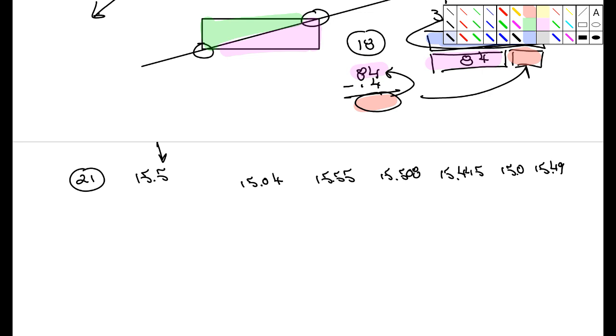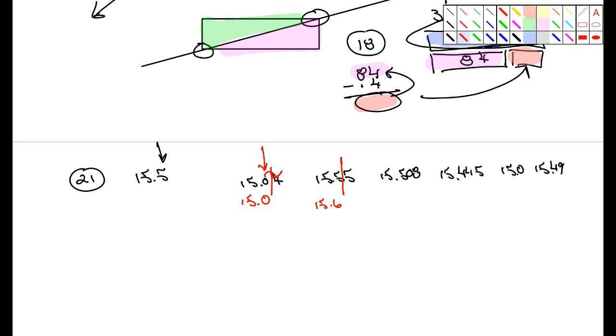So let's do this with each one of them. See what happens here. We're rounding to this right here. So I'm going to draw a line. Is that a 5 or larger? The 4? No. So this is just 15.0. That does not round to 15.5. So that one's out. How about this one? Draw our line. Is that a 5 or larger? So that rounds to 15.6. And that one doesn't work.